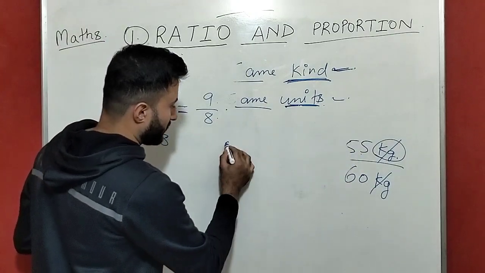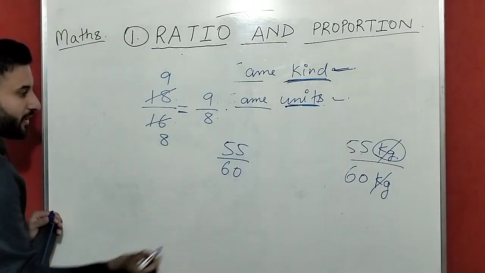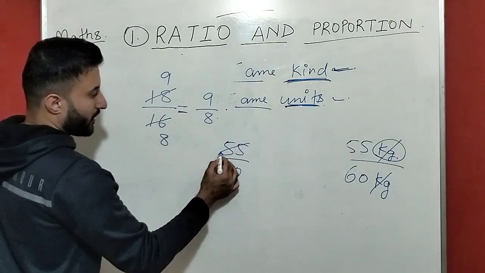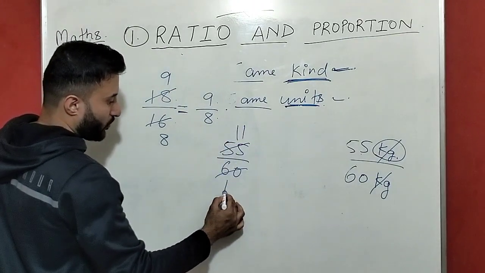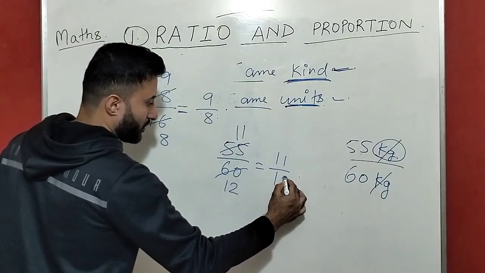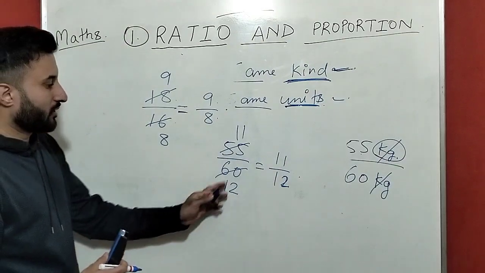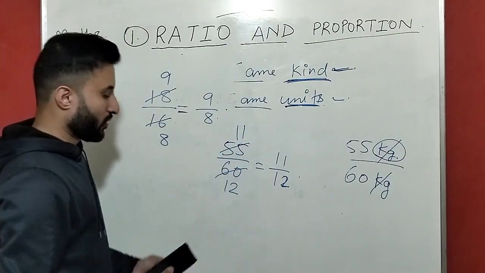Suppose you got 55 by 60. Then it will get cancelled. 11 times 5 is 55, 12 times 5 is 60. So 11 by 12. Fine. So this is the simplified form.